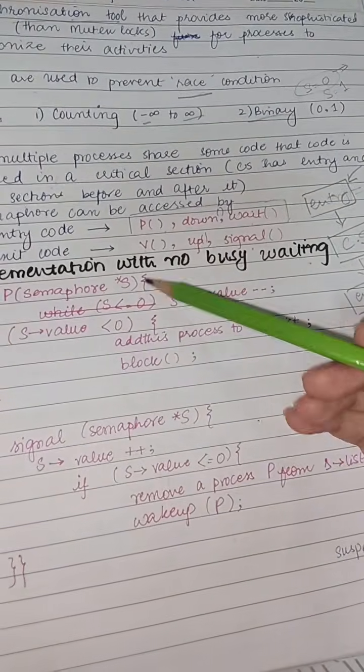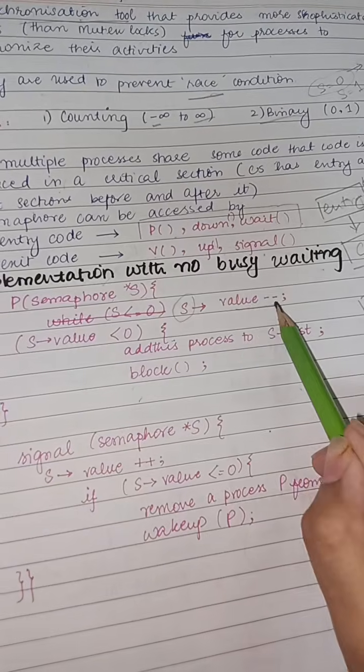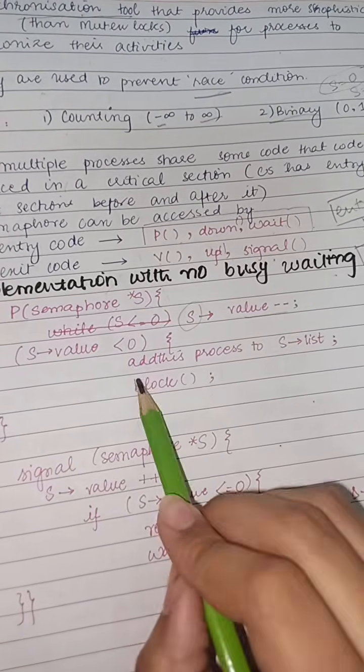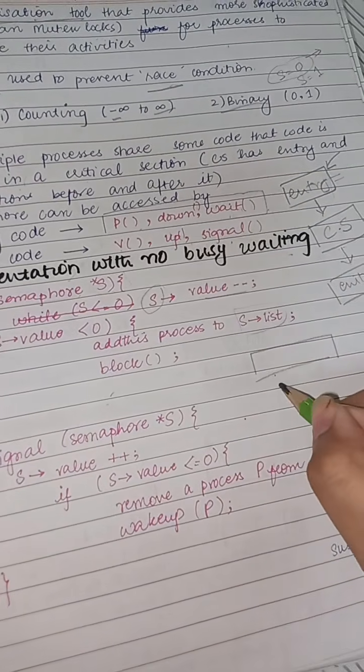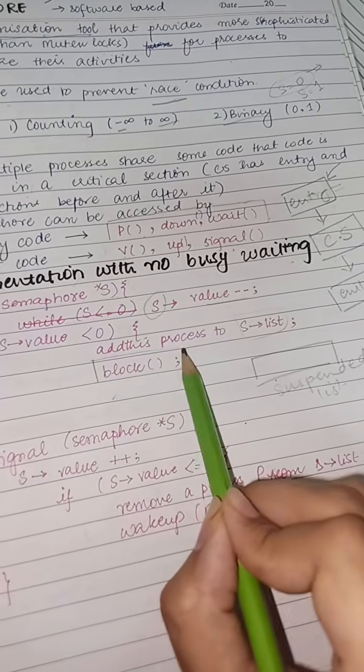What happens in the entry section? This is the entry section code. Basically, when a process enters, the value of s, also known as semaphore, gets decreased by 1. Then a condition is checked. If the value of s is less than 0, we add this process, whichever process was there in the entry section, to a suspended list. So consider a queue and call it a suspended list. In technical terms, we say that the process has been blocked.